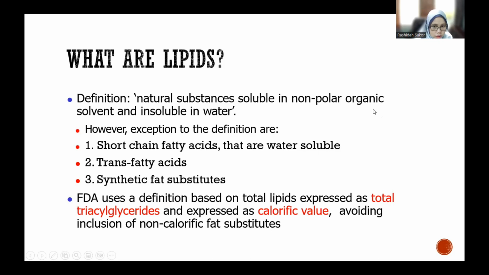However, there are a few exceptions to the definition of insoluble in water, because lipid consists of many fatty acids. Fatty acids have chains: short chain, medium chain, and long chain. A short chain fatty acid is quite small in carbon number, so some short chain fatty acids are quite water soluble because of the size of the carbon chain. And then we have trans and cis fatty acids.